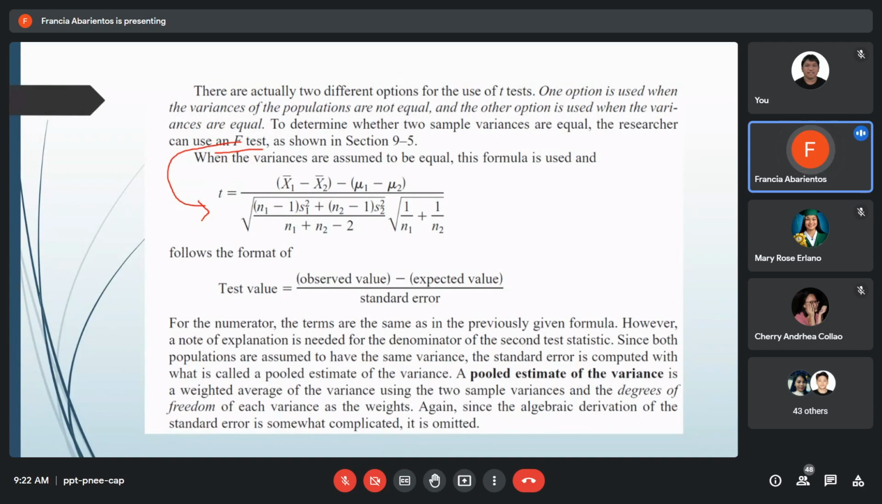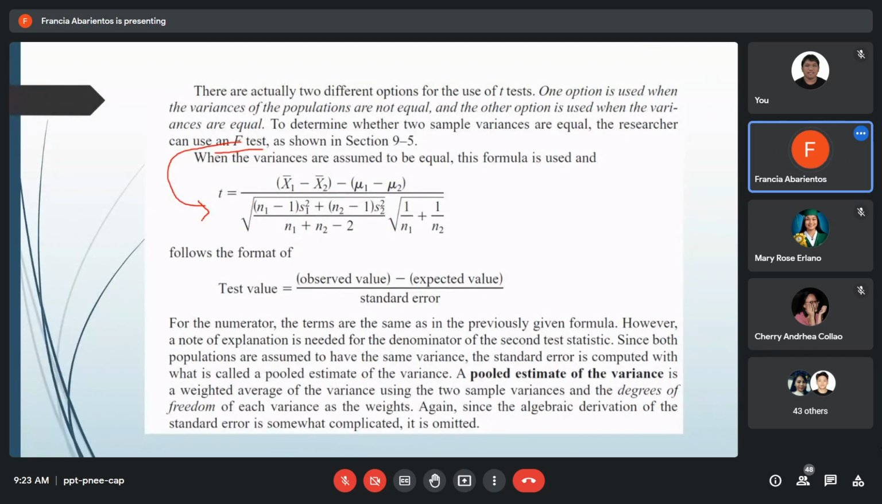So, we can make use of this formula. Haba-haba yan, class. So, we have now the test value. So, ano lang pinalitan yung denominator lang natin, class. Kasi, second test, statistics yan. So, madami ng variance dito, class. So, tinatawag tong pooled estimate of the variance. And for the numerator, the terms are the same as in the previous given formula.